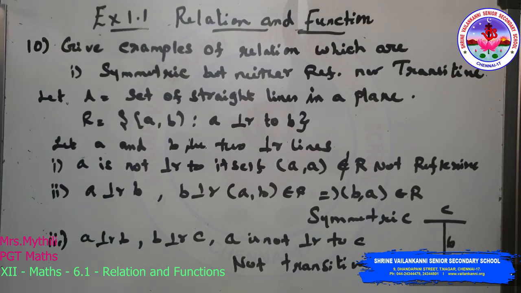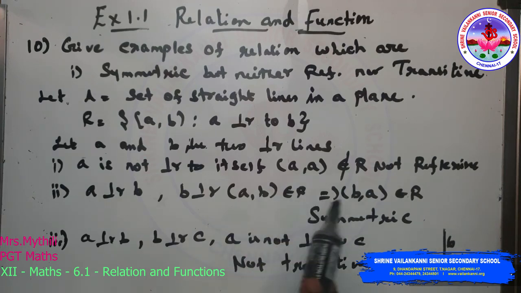The first one, reflexive. We have to check whether it is reflexive or not. Here a is not perpendicular to itself. So (a, a) does not belong to R. We can say that it is not reflexive. Then the second one is symmetric. If a is perpendicular to b, then b is perpendicular to a. That is, (a, b) belongs to R, which implies (b, a) belongs to R. Then it is symmetric.